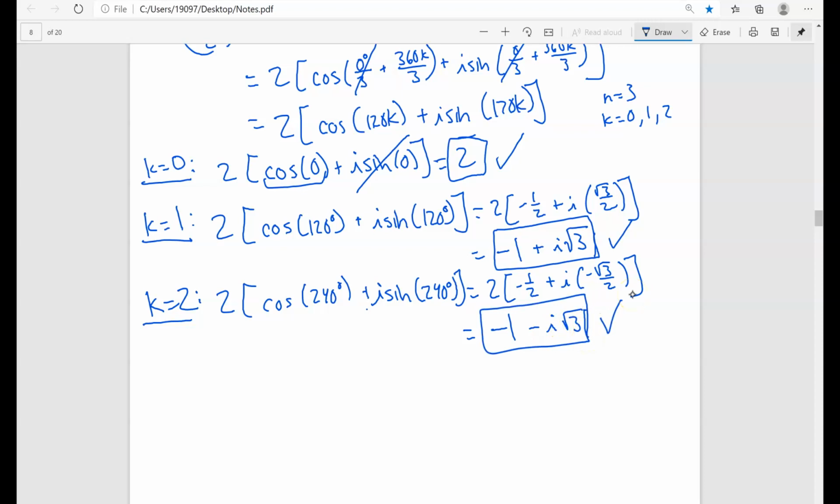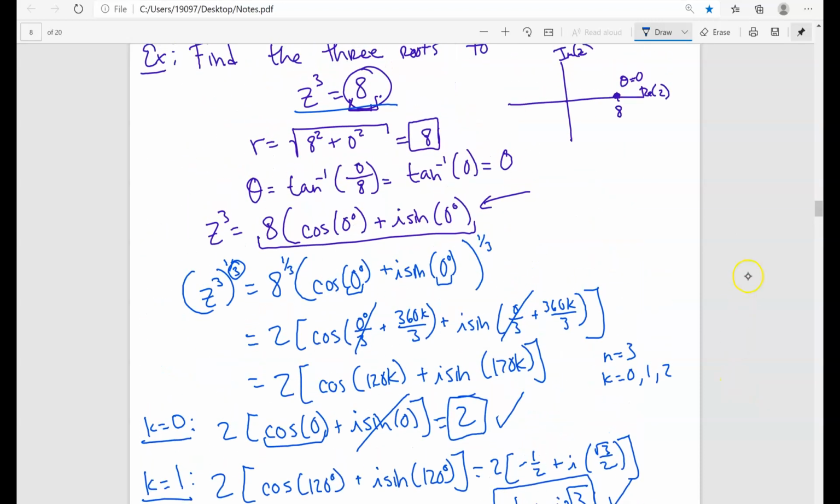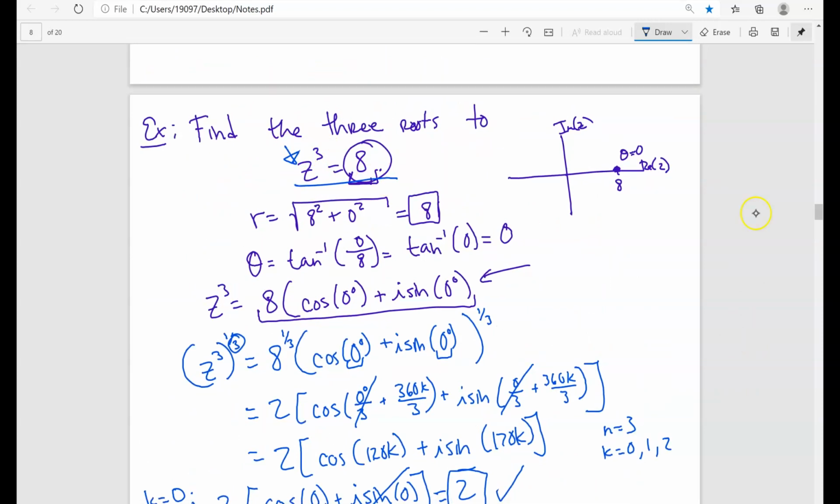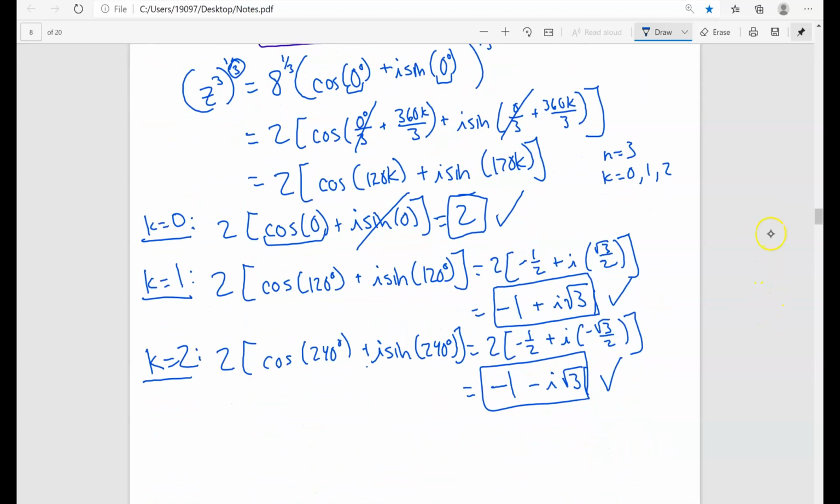So basically what this means is that if I were to plug in any of these numbers, including the complex, into the original z, and I cube it, then I'm going to get 8. So that's basically how you solve these types of problems.